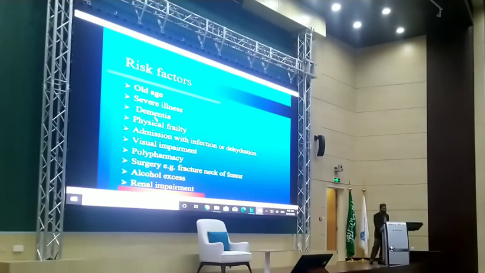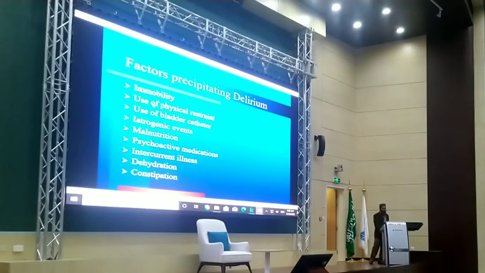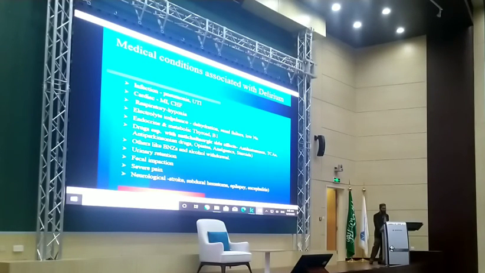In delirium, the risk factors include use of physical restraint and use of a bladder catheter. These are the medical conditions that can cause delirium, so these are reversible causes, like infections, cardiac problems, respiratory problems, electrolyte imbalance, endocrinological problems. All these medical issues you are going to evaluate and exclude while you are addressing delirium.